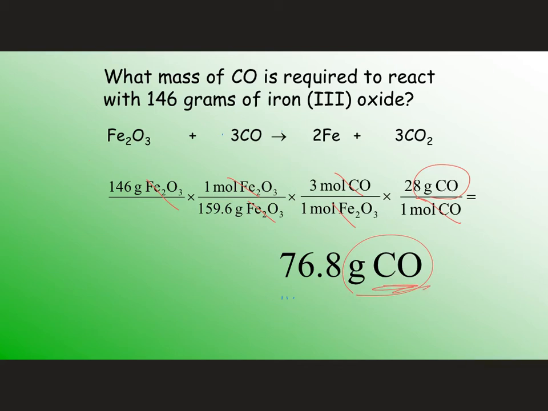So now we're just going to type in the math. We're going to do 146 divided by 159.6, since it's in the bottom. I would hit enter there, and then take that number and multiply it by 3, and then take that number and multiply by 28, and you should get 76.8, starting with 3 sig figs, ending with 3 sig figs. So my final answer is 76.8 grams of carbon monoxide.